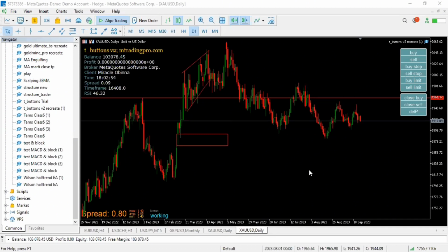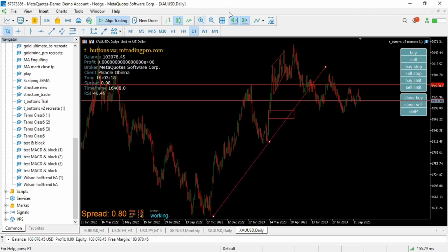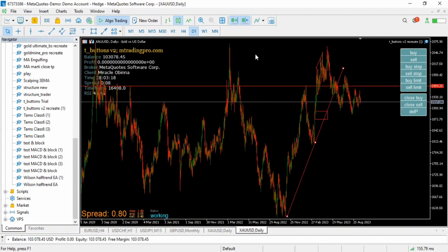Let me quickly analyze gold and some pairs for the week. Okay, this is the gold chart on the daily time frame, and the first thing I want to look at is this trend. The trend is broken and retested. That's the uptrend. And of course, we know that the market came to an all-time high.